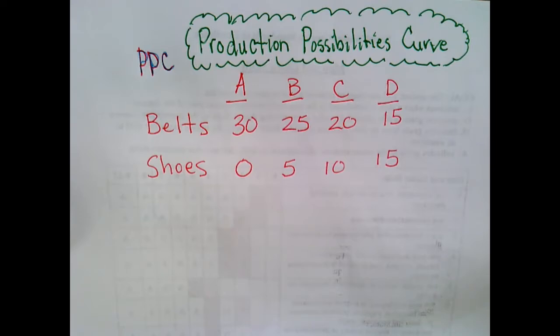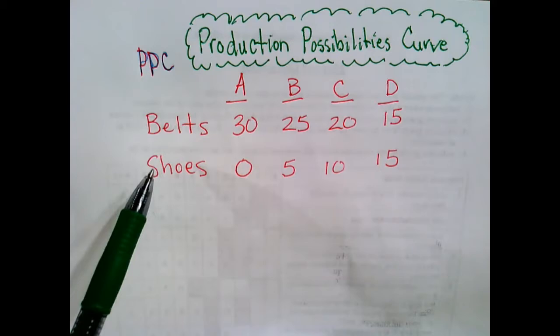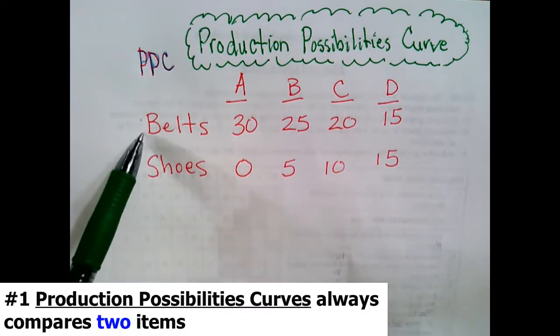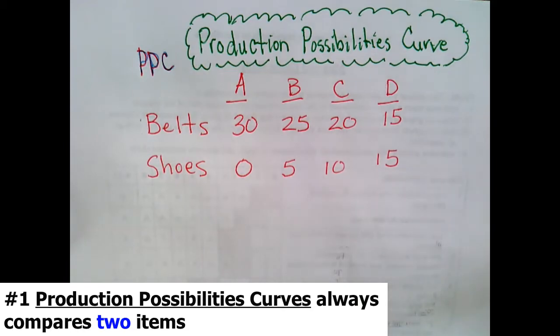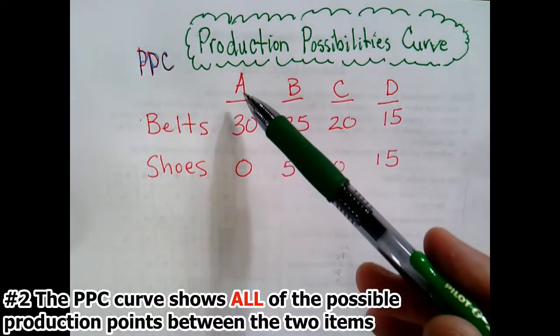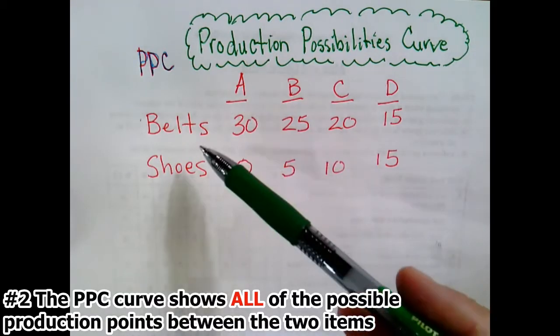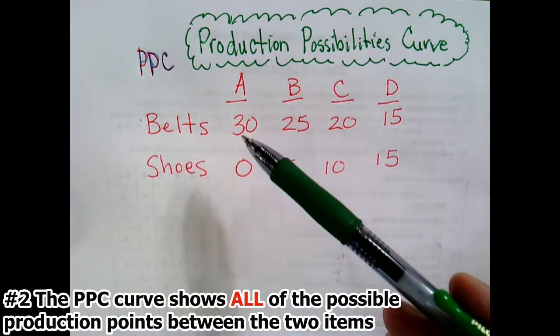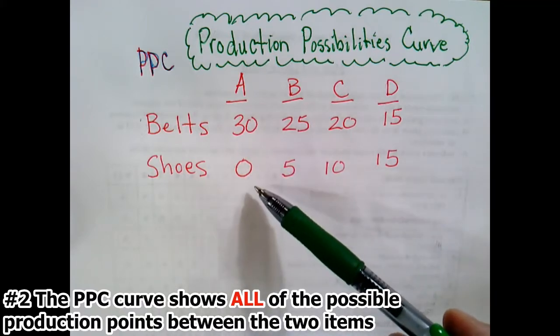about this concept. Now, the very first thing is that a PPC curve always compares 2 items. In this case, we have belts and we have shoes, right? So a PPC curve always compares 2 items. Now, the way that they're being compared is the production possibilities of making these 2 items. As you see at point A, we can make 30 belts, but when we make 30 belts, we can't make any shoes.